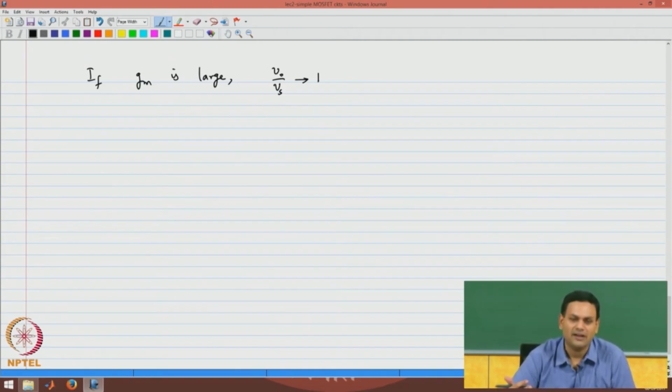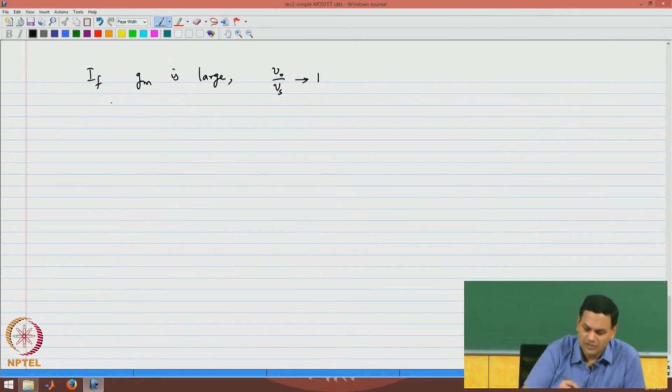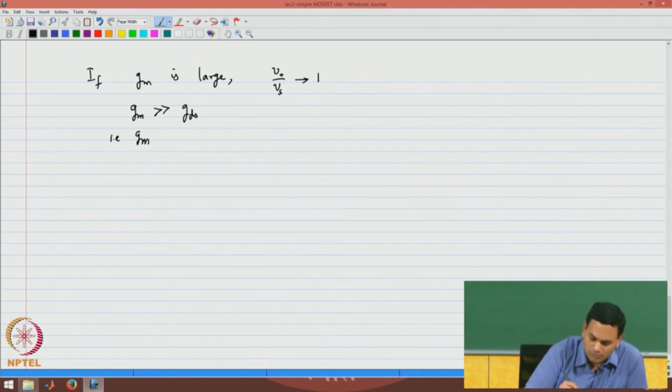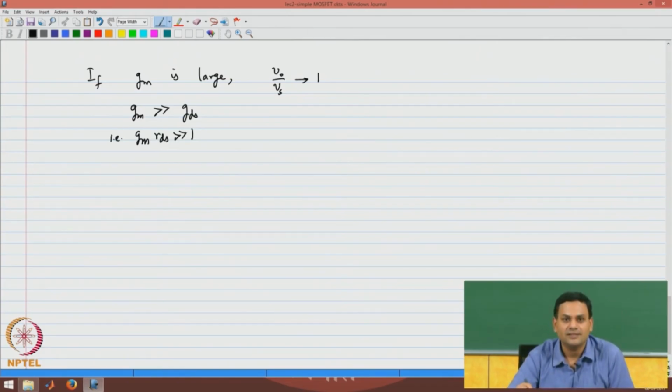To do that, we will make one approximation. We will say that normally for a device, GDS can be chosen such that GM is much larger than GDS. In other words, the intrinsic gain of the device GM RDS is usually much greater than 1. This is of the order of several tens or maybe even close to 100, and therefore, GDS can be neglected with respect to GM.